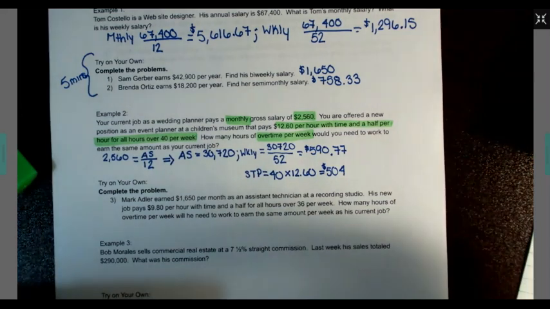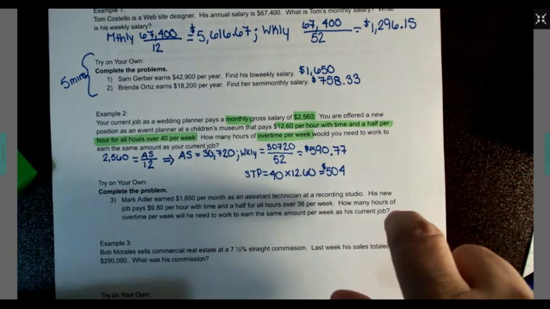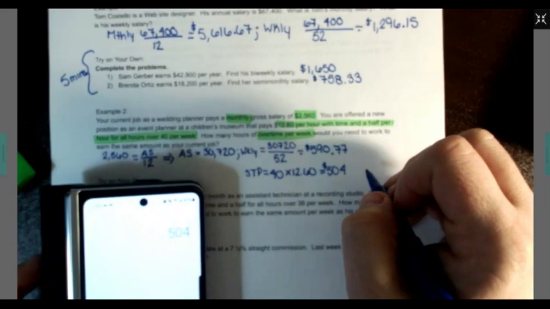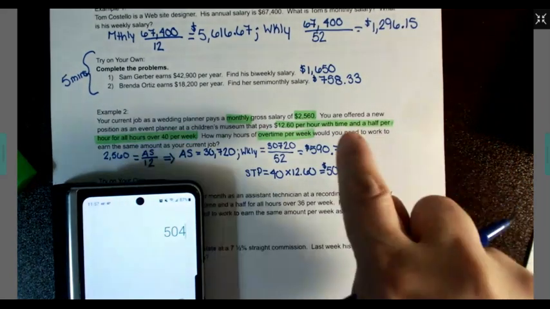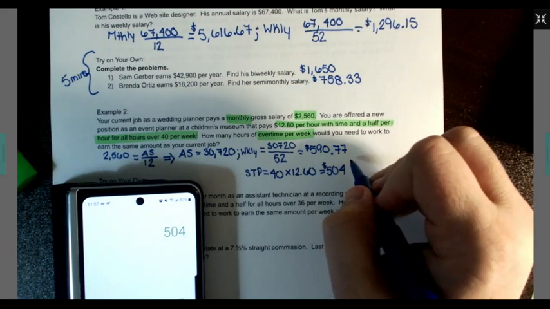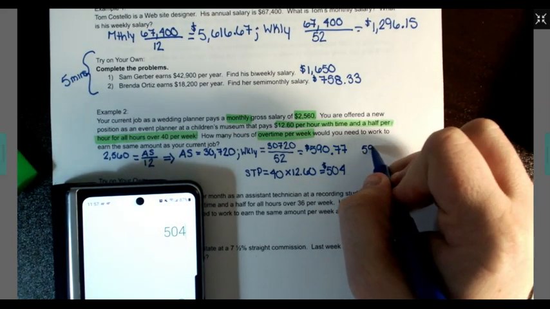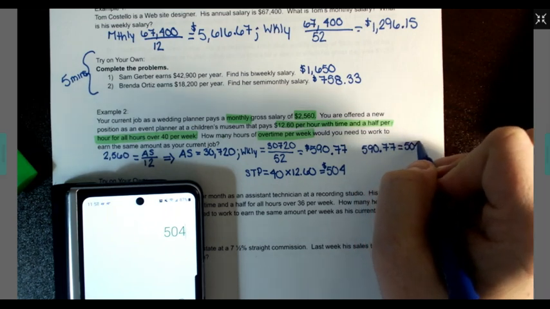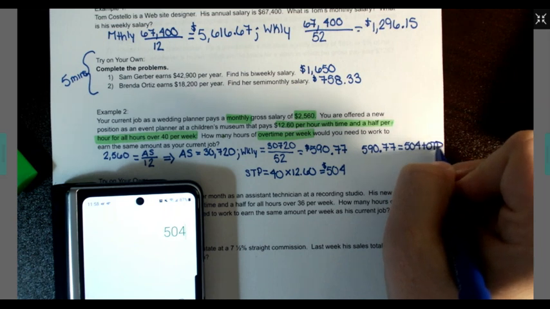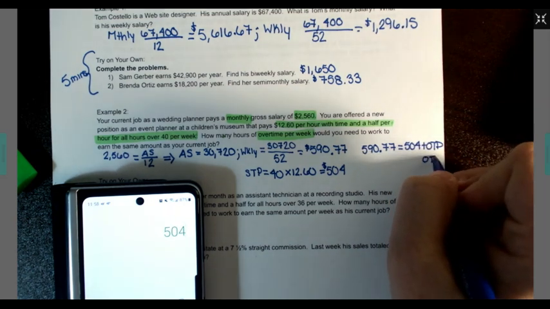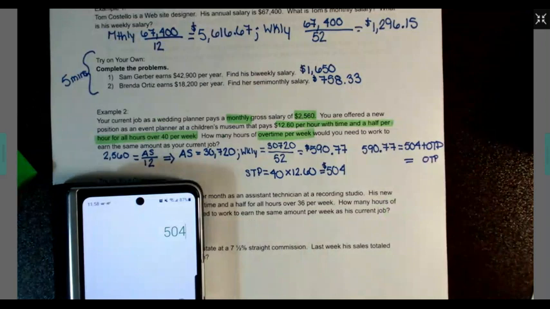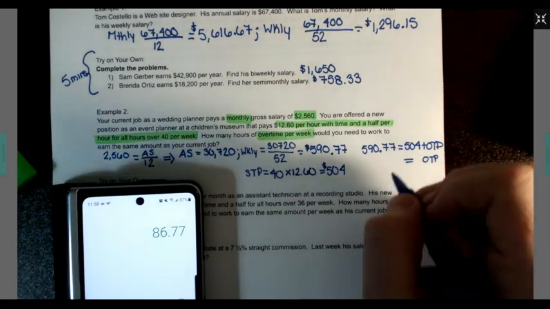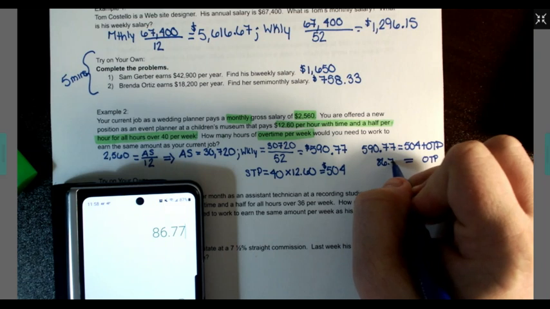Okay. Well, then I get paid overtime, right? Now, remember that overtime is at time and a half. So we've got $590.77 equals 504 plus my overtime pay. So overtime pay must equal 590.77 minus 504. So I need to get paid $86.77 for overtime.